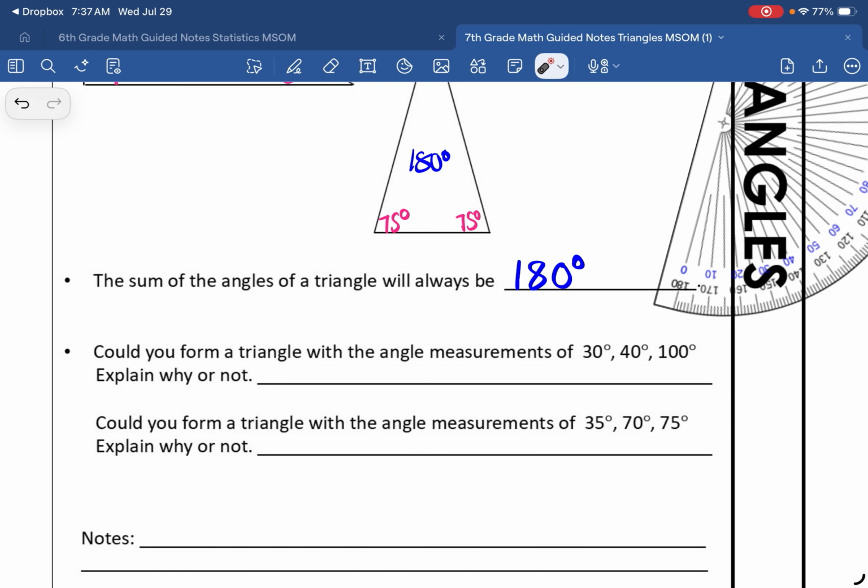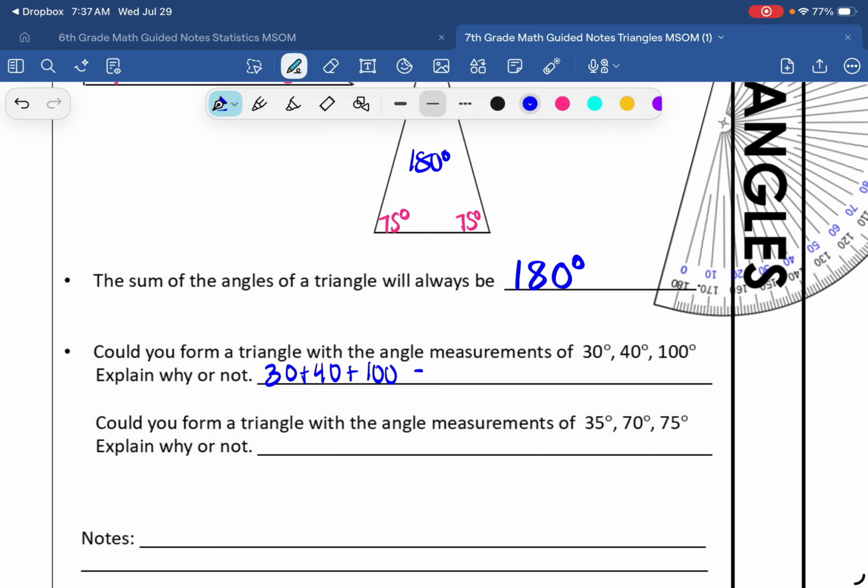So, could I form a triangle with the angle measurements 30, 40, and 100? Well, if I sum 30 plus 40 plus 100, that equals 170, which is not 180. So no. Could you form a triangle with the angle measurements 35, 70, and 75? If I sum 35 plus 70 plus 75, I get 180 degrees. So yes, those angles will form a triangle.